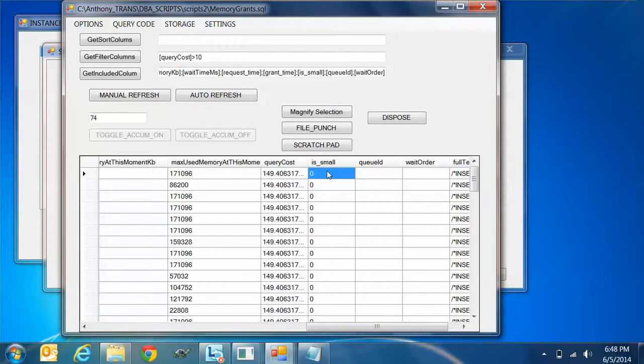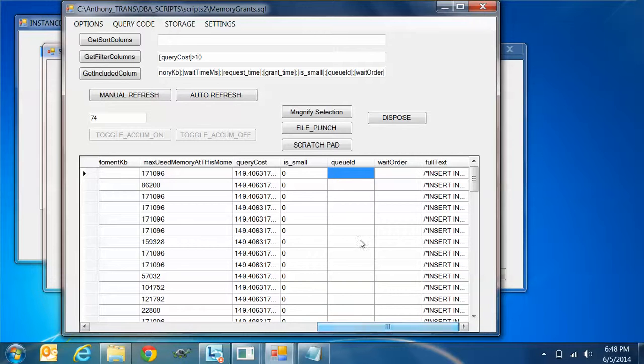Yeah, as you can see here, it's 0 is small, so it did not come from a smaller queue, but from a larger queue. The queue ID is null, so it was granted the memory, but it was not waiting for the memory, so there's no ID. The wait order, there's no order because it didn't wait for the memory. As we saw, it was granted immediately. And we have the query here. So we'll look at that in a second.